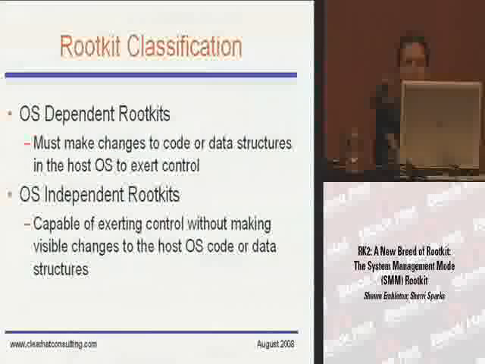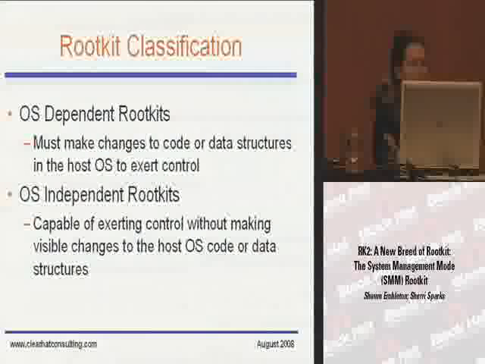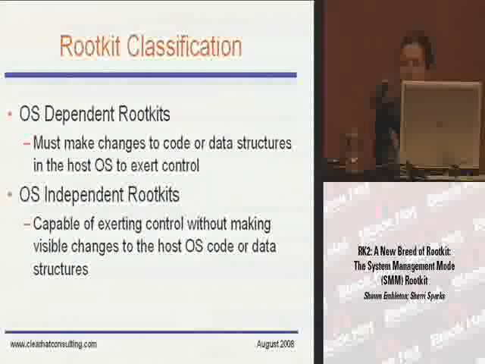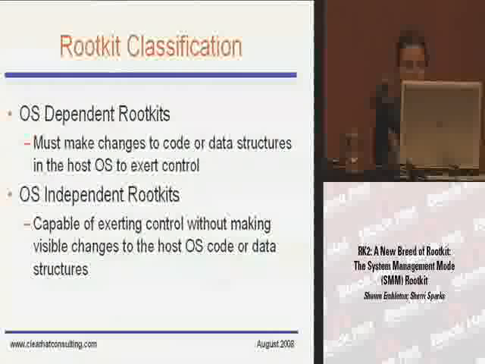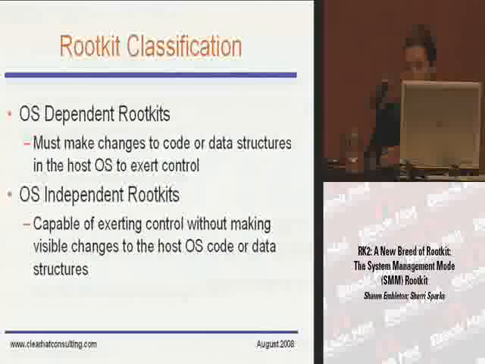So rootkits can be classified as either OS independent rootkits or OS dependent rootkits. OS dependent rootkits have to make changes to either code or data structures in the OS in order to exert their control. In contrast, OS independent rootkits are capable of exerting control without making any visible changes in the host OS.